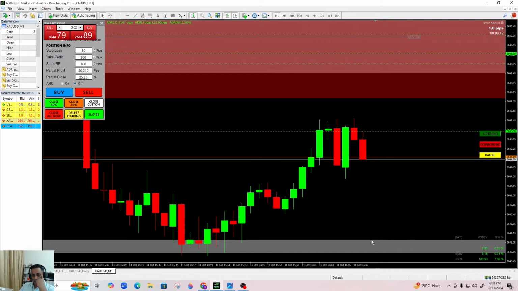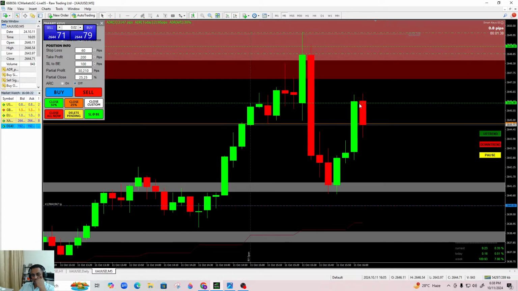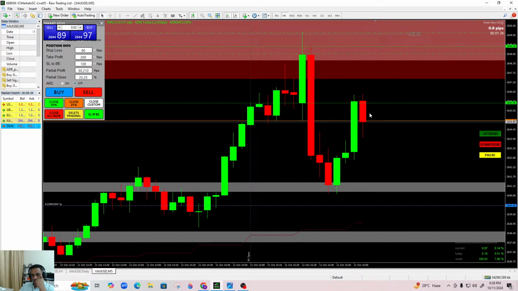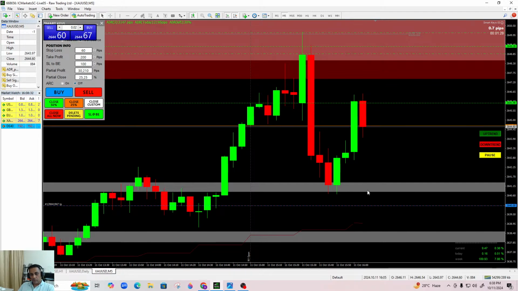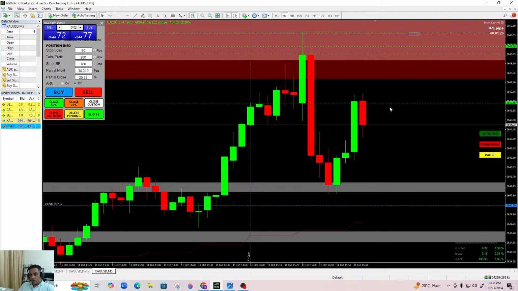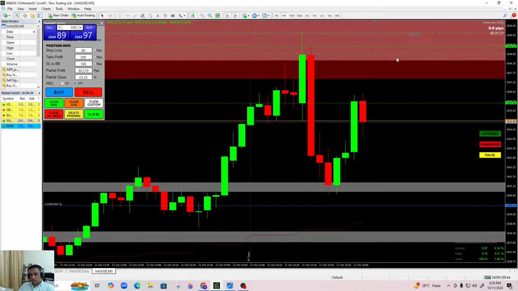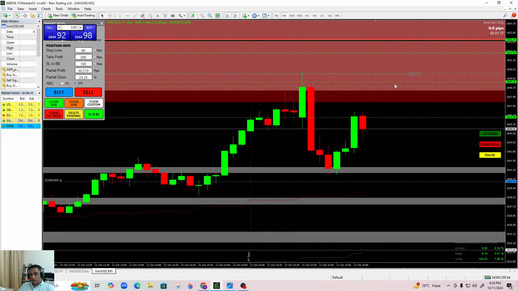But a 5-minute candle needs to close below this. A 5-minute candle needs to close below this supply zone as well. We need to close below here. And the next one needs to break the low for price to come down. If 5-minute candles start to close above this green level, then we're heading here. And once it starts to close above the light red area, then we are heading higher.